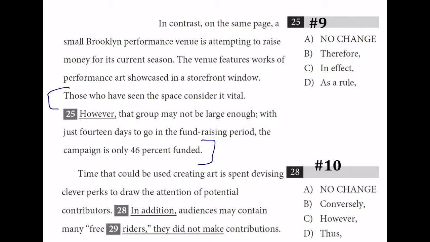25. I'm just going to read the parts in the brackets. Those who have seen the space consider it vital. However, that group may not be large enough. With just 14 days to go in the fundraising period, the campaign is only 46% funded. A is the best answer, no change, because however is used correctly to indicate contrast. Some people consider the art space vital, but that group of people may be too small to generate necessary funding for the project.